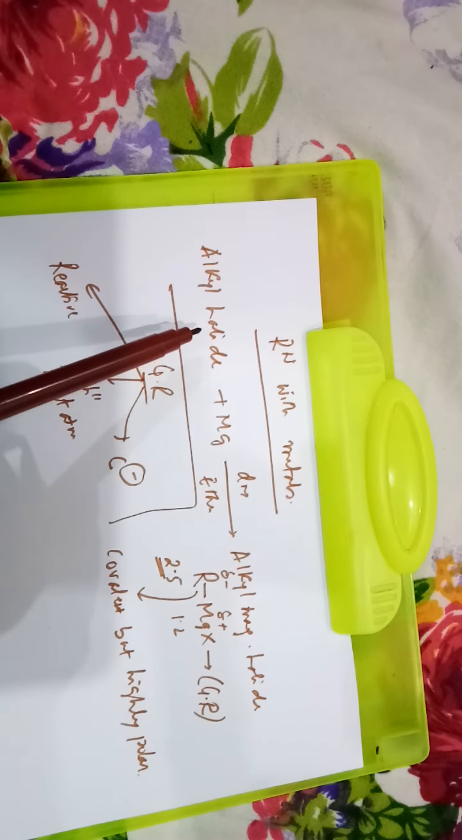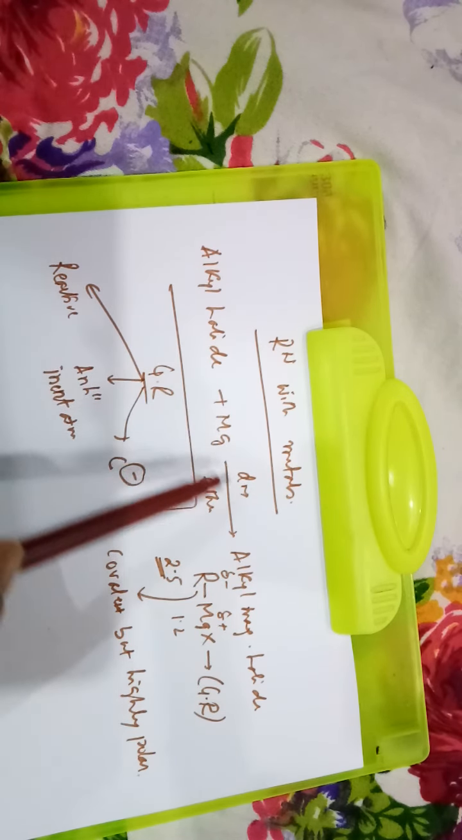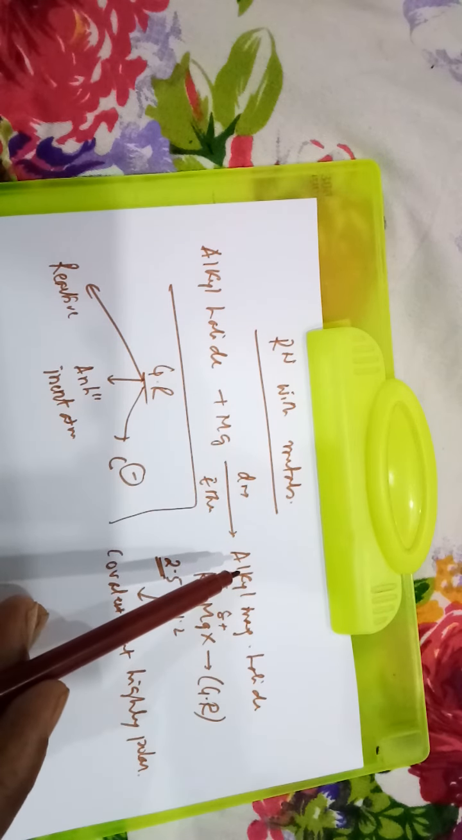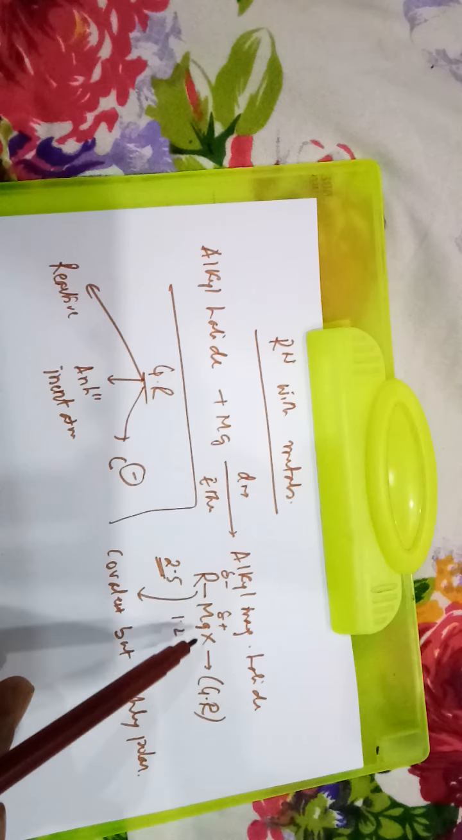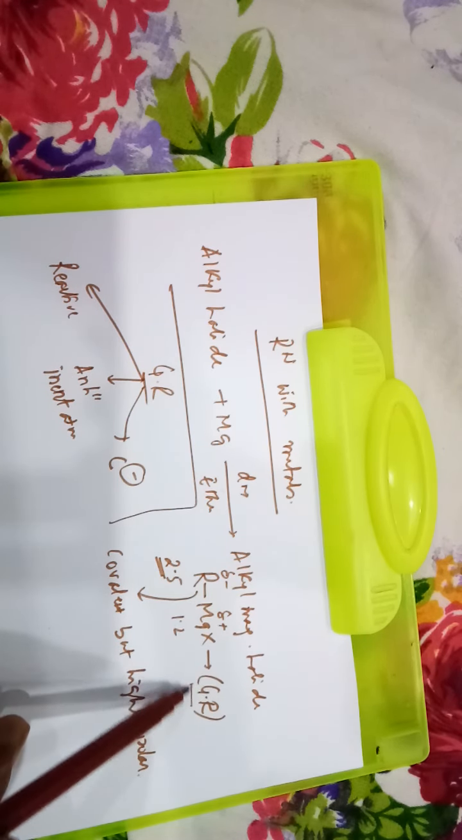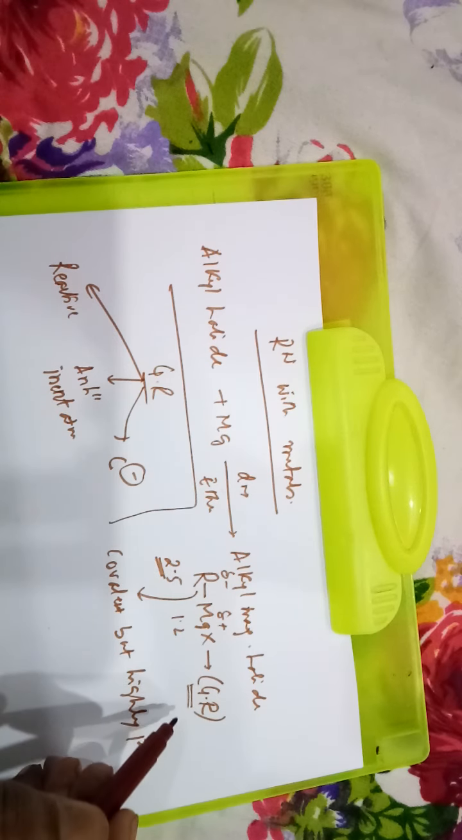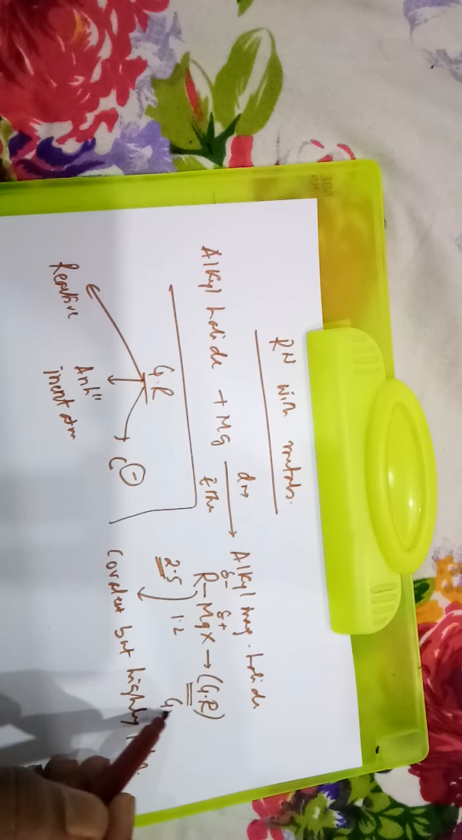Now, when an alkyl halide reacts with magnesium in dry ether, it forms alkyl magnesium halide, with the general formula RMgX. This RMgX is called Grignard reagent. The reagent name is Grignard.